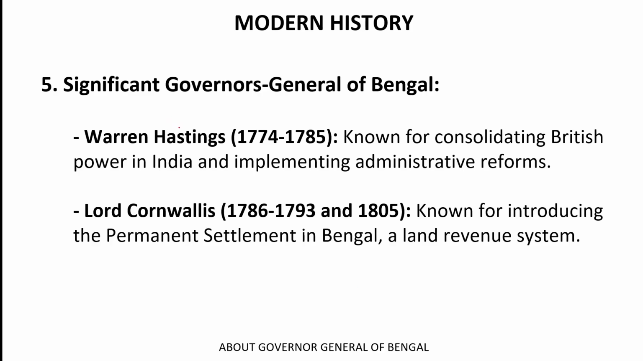Out of every Governor General of Bengal, we had some significant Governor Generals whose role is admirable. First is Warren Hastings, who was the first Governor General of Bengal. Basically, he is known for consolidating British power in India and implementing administrative reforms. So in short, if someone asks what Warren Hastings is famous for, just answer that he is famous for consolidating British power in India. He was the one who started it, and implementing administrative reforms.